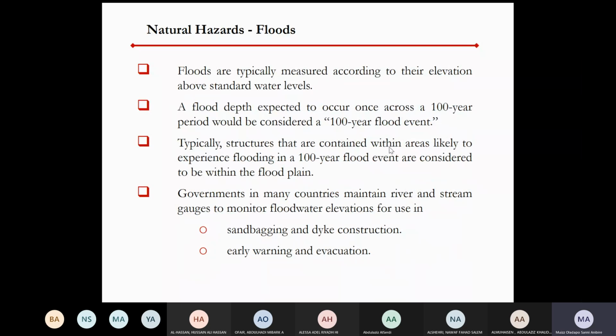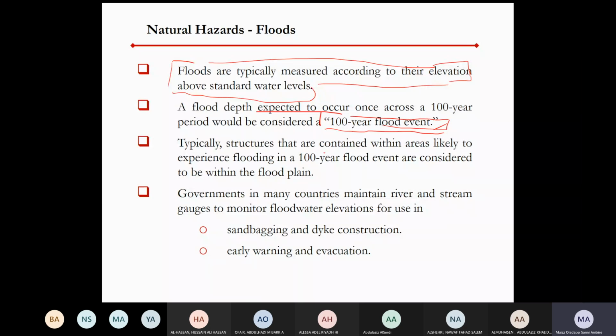Now, floods are typically measured according to the elevation above sea level. So this is how you measure floods: the level of the water compared to the level of the sea, the elevation of the standard water levels. Now, a flood depth expected to occur once across a 100-year period is described as a 100-year flood event. It means the return period is 100 years. It will occur only once in 100 years. It means a flood of this amount, of this particular depth, will happen just once in 100 years, and it's called a 100-year flood.